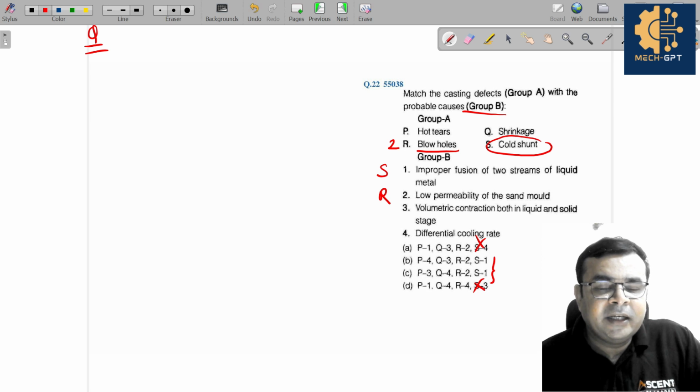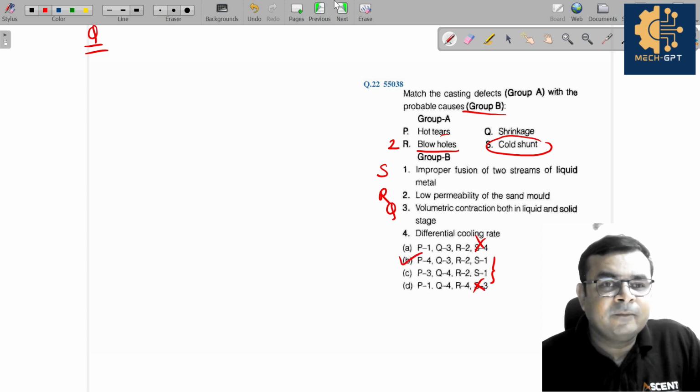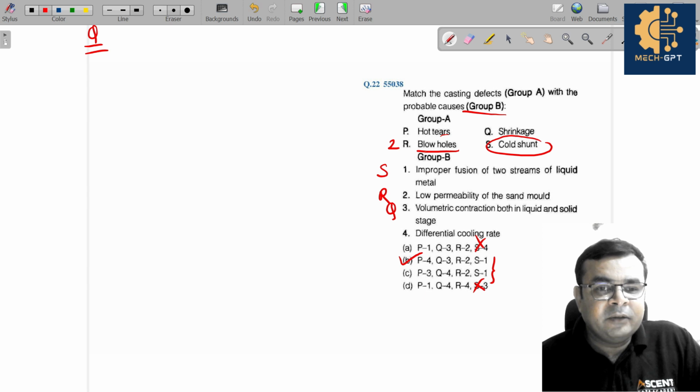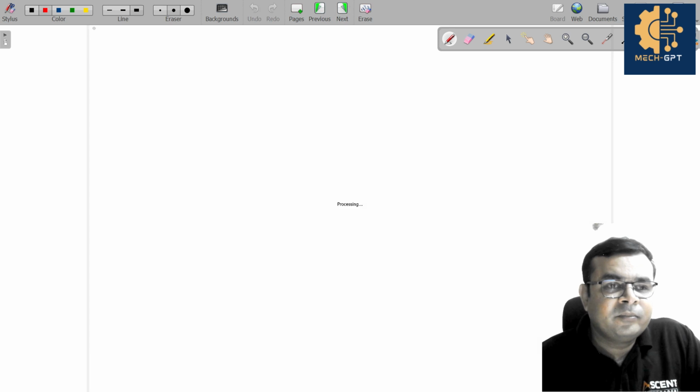Okay, next you can see shrinkage: volumetric contraction both in liquid and solid. So this is Q3. So option B is the right answer. Hot tear is differential cooling rate. So S, R, Q, P is 1 2 3 4, so 4 3 2 1. This is the right answer.